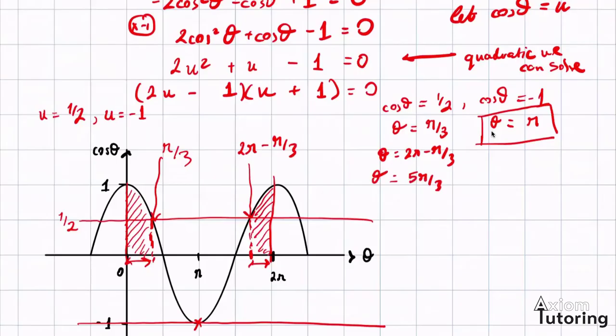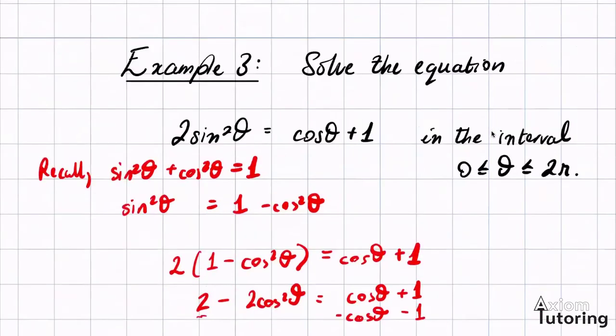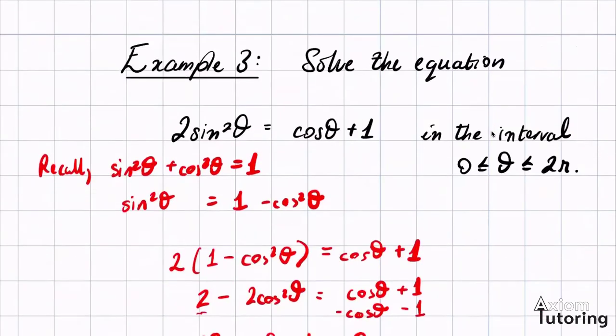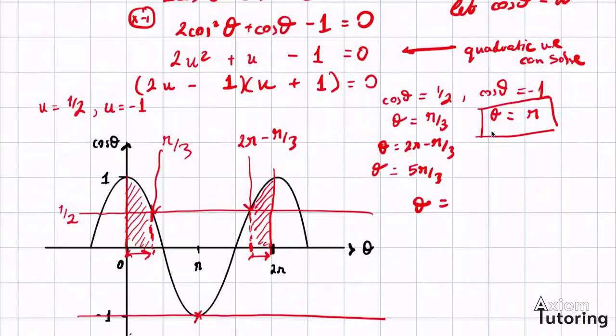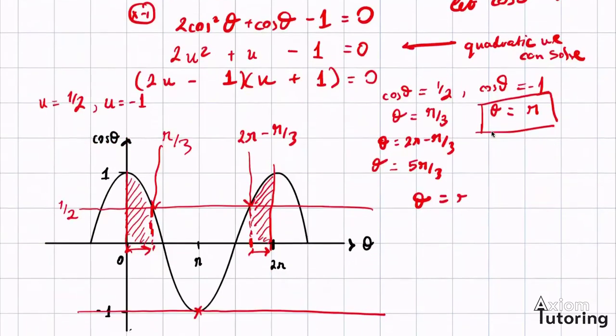So let me write all the solutions out now. All the solutions for 2 sine squared theta equals cos theta plus 1 within the interval of 0 to 2 pi are pi over 3, 5 pi over 3, and pi.